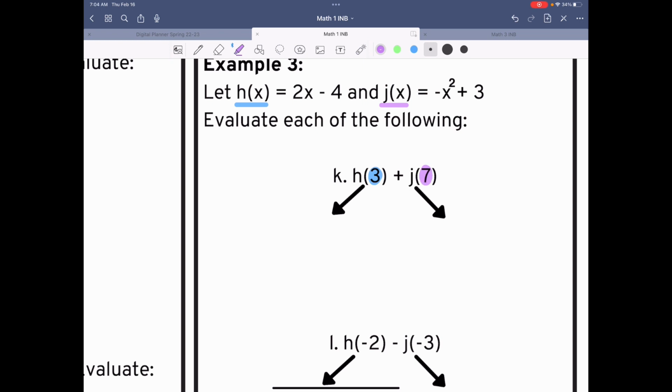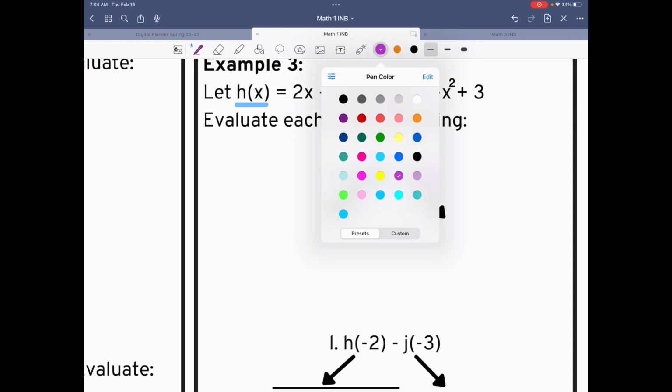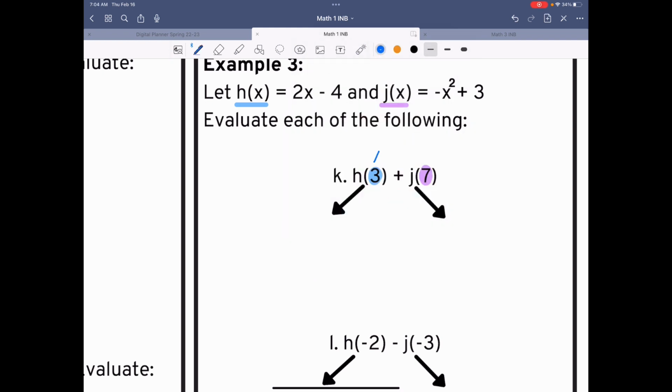So I'm going to do each of these separately, and then once I have the answer, I can plug them in. So remember, the input that we're going to use here is actually, this is your X that you're going to plug in, and this is your X that you're going to plug in here for a J. So it's two separate functions, so we're going to do them separately.